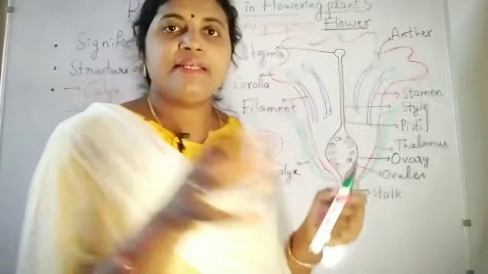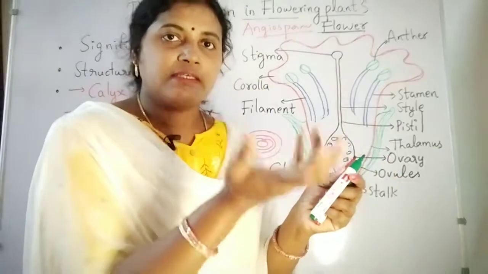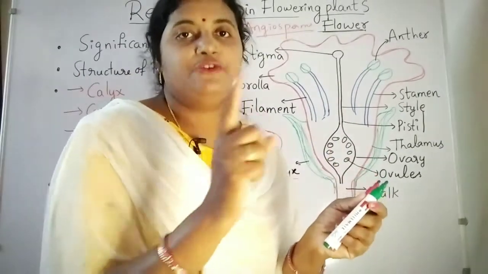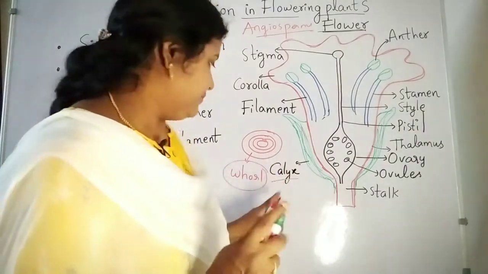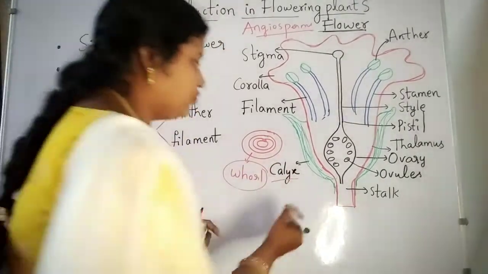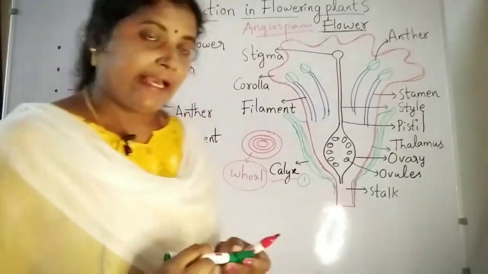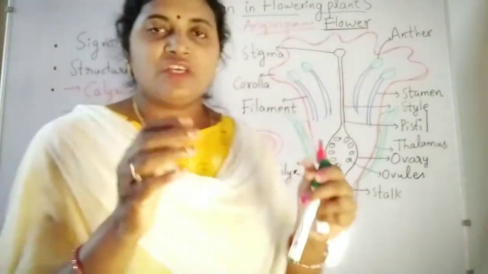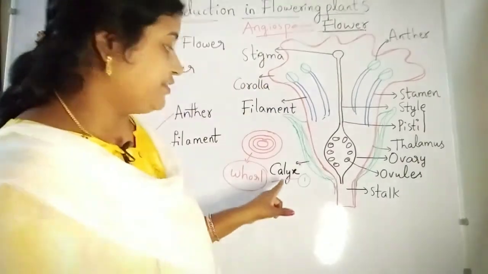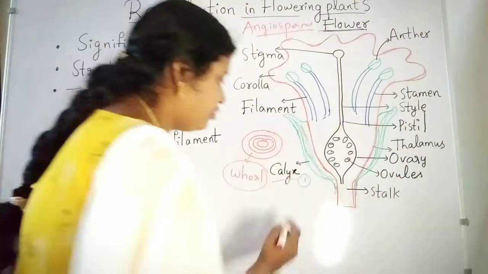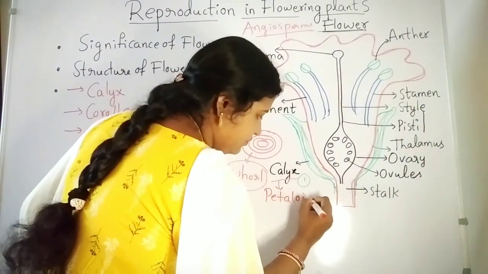Combined sepals means these are not free, so everything is covered like a single unit. That structure is known as calyx. This is the first whorl. So the first whorl in the flower is the calyx. This calyx is made up of sepals, and these sepals joined together form a petaloid structure.